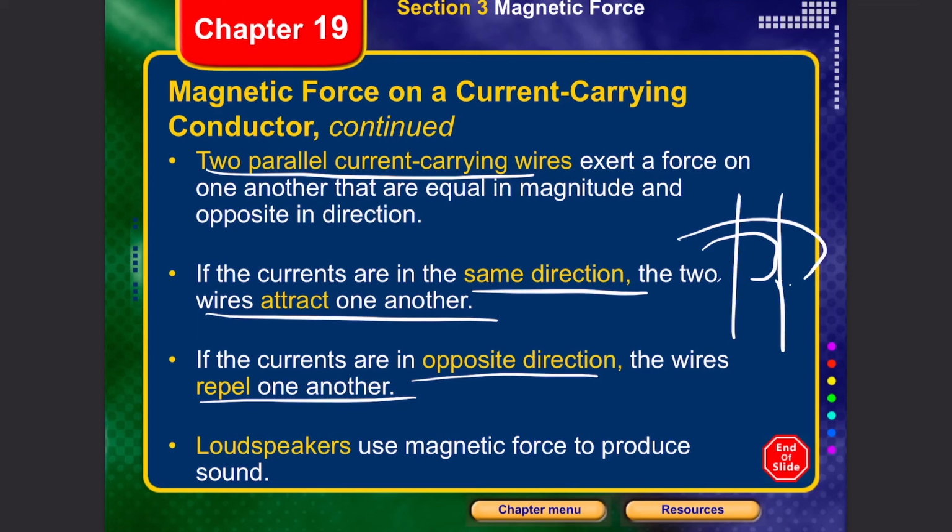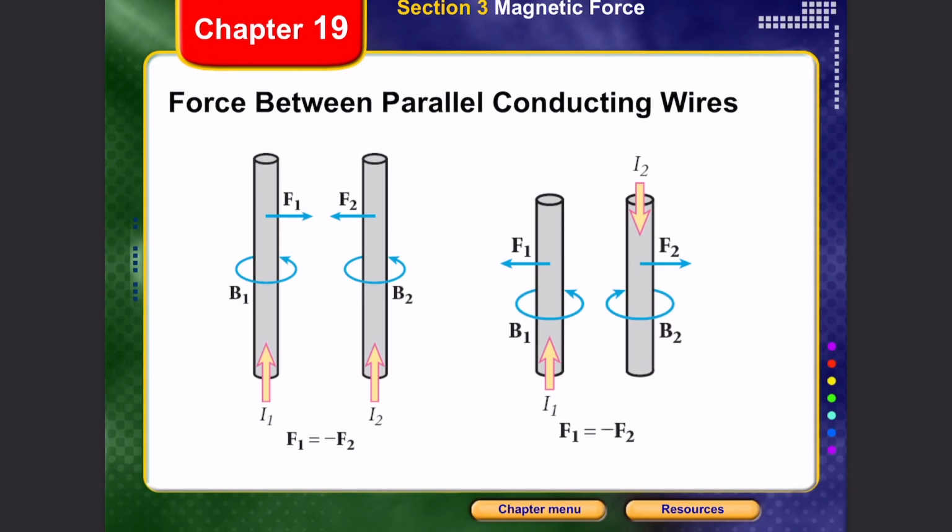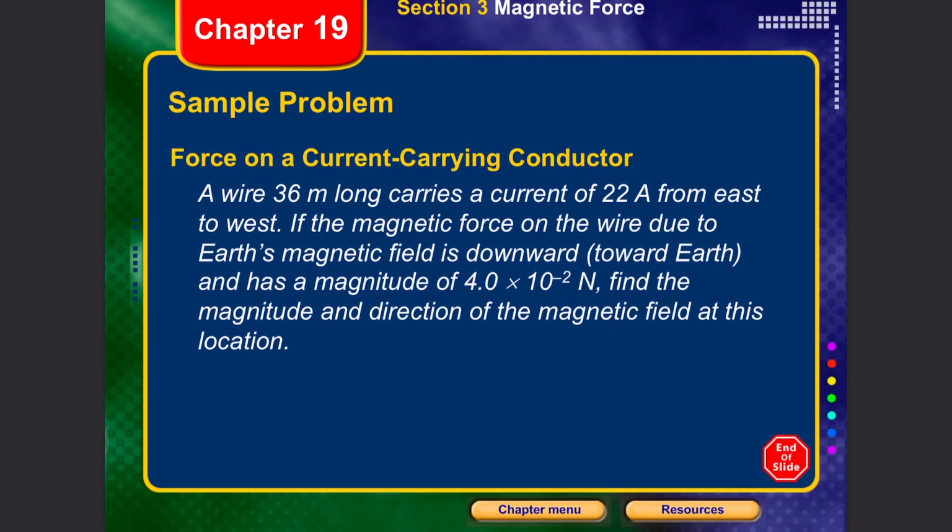One of the best uses of this is loudspeakers. Loudspeakers use magnetic force to produce sound by rapidly vibrating and rapidly changing the direction of current between the two wires, creating a force. So this is the example here. When both currents are in the same direction, the force applied will go towards each other, and when they are in opposite directions, they will repel each other.